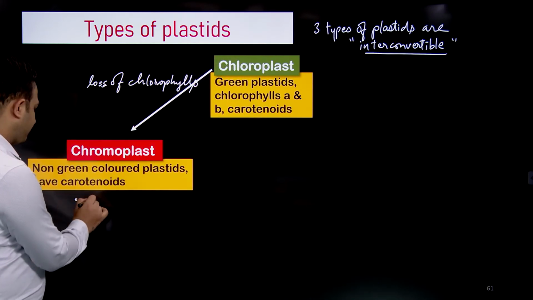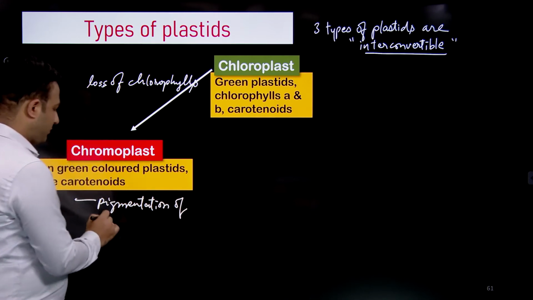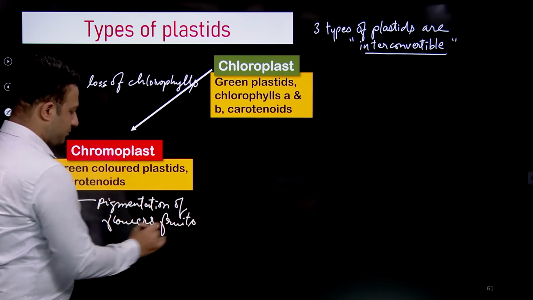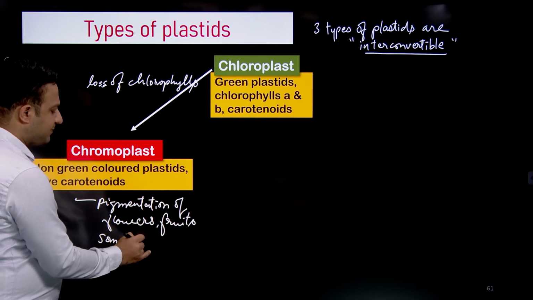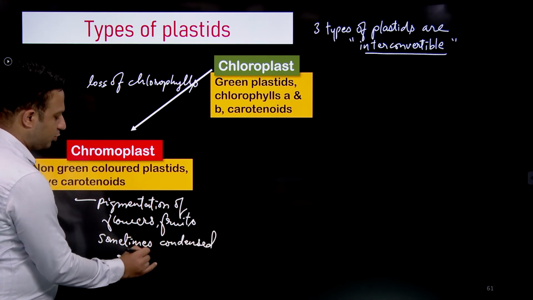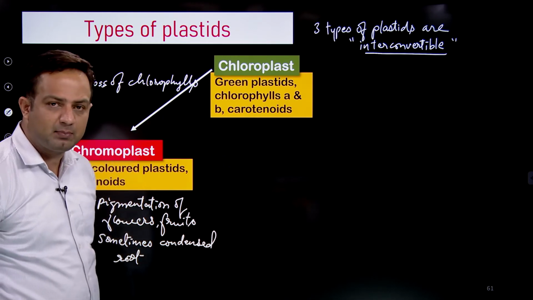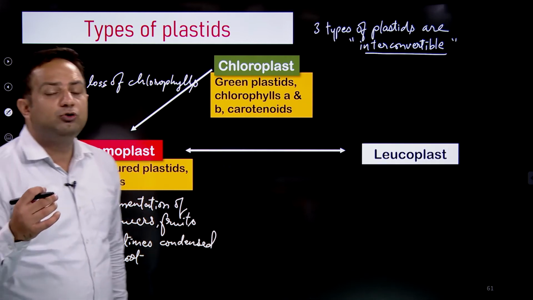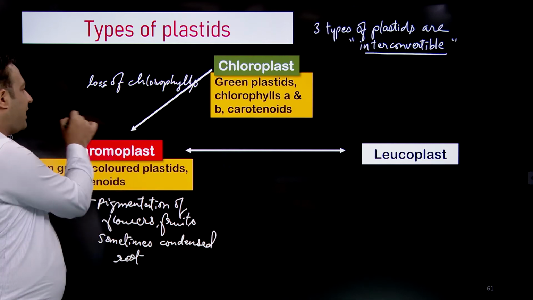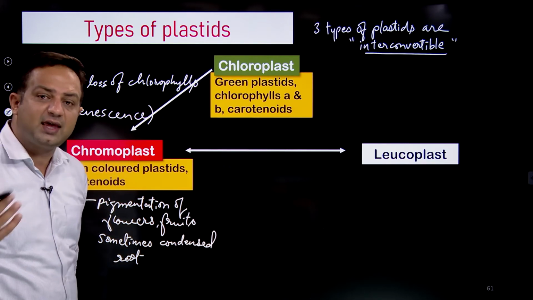Here it is: pigmentation of flowers, fruits, sometimes condensed root, yes, beetroot, carrot. They are colored because of certain types of plastids in them. Next, other examples, leucoplast. I say interconvertible; I am not going back from the chromoplast. The reason is simple. I am just taking the example of senescence. The color is changing because of the aging process.